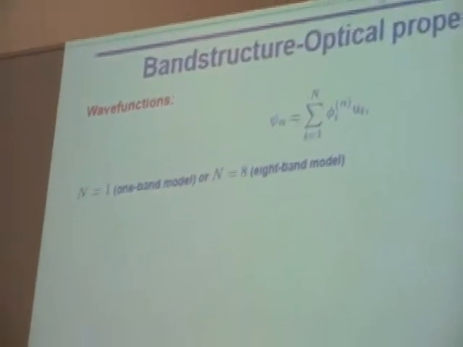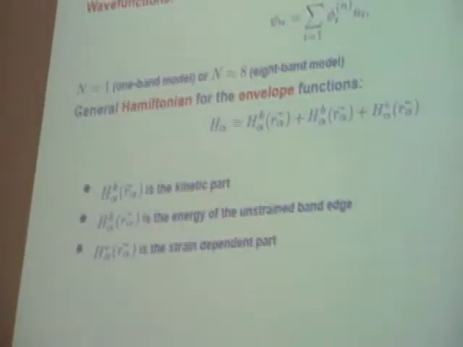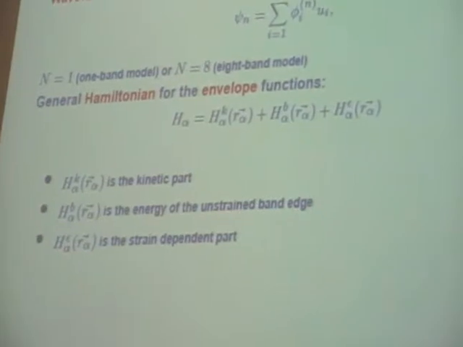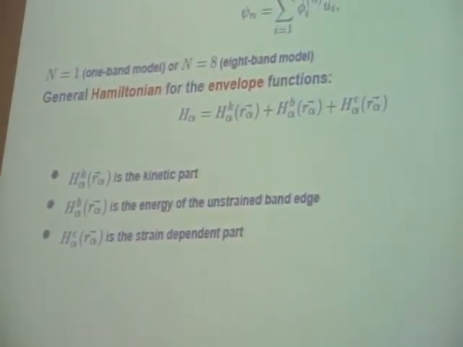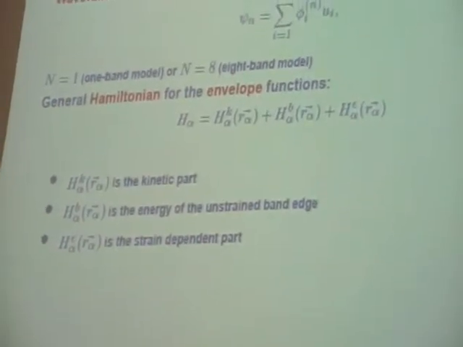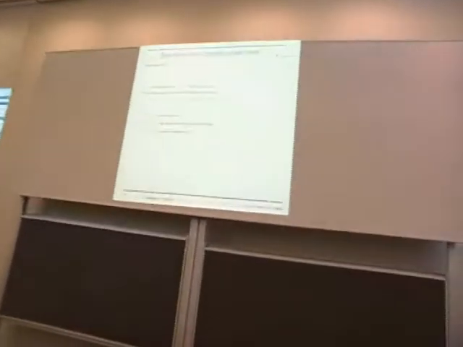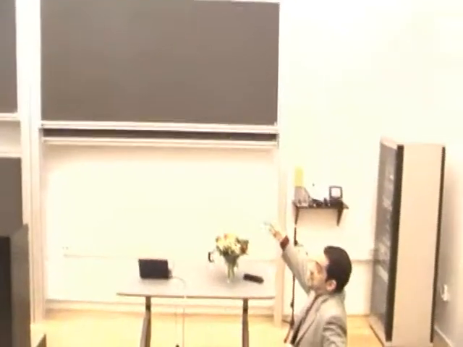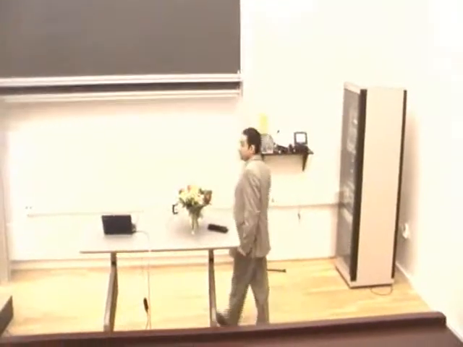So basically, as I said, we have to solve the eigenvalue problem. So we have an eigenvalue equation for the envelope functions here. This is the most general form for the Hamiltonian. Obviously, the specific form of the Hamiltonian depends on the model and on the structure. But generally, what we have is a Hamiltonian given by a sum of the kinetic part, of the energy of the unstrained band edge, and of the strain-dependent part. We solve the eigenvalue problem, then we find the wave function of the bound state and the energy level.